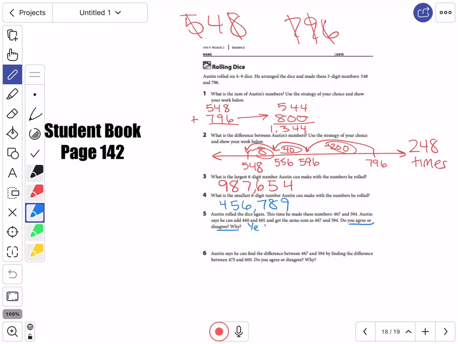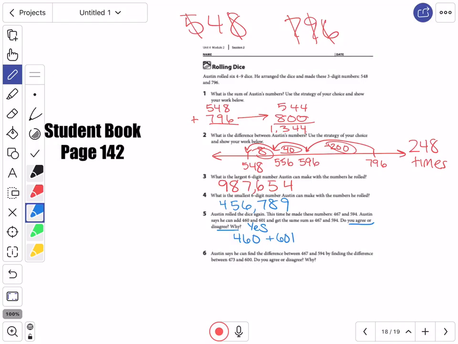And if you think really carefully, yes, I agree with him. I agree with him because from 467 to 460, that's only 6 away. And from 594 to 601, that's also only 6 away. So like we were talking about earlier, as long as I add or take away the same number, my difference is going to be the same number as well.